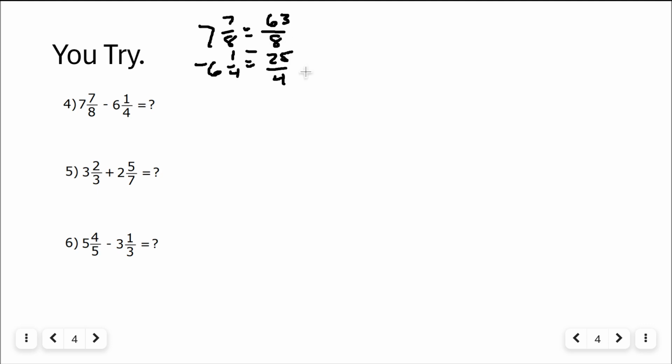I'm subtracting these numbers. The common denominator between 4 and 8 is 8. I got to multiply the second fraction by 2. It's 50 over 8. 63 over 8 minus 50 over 8 is 13 over 8. 8 goes into 13 one whole time with 5 remaining. 1 5/8 is my answer.